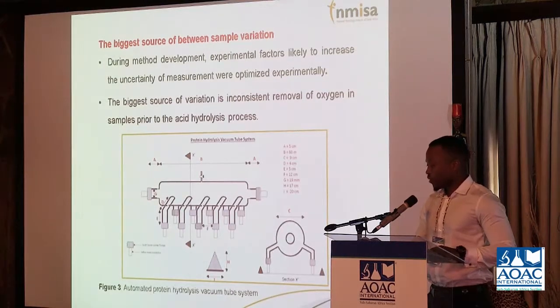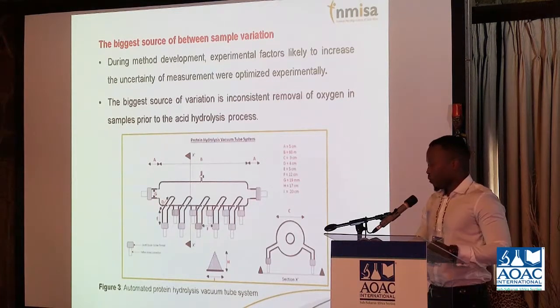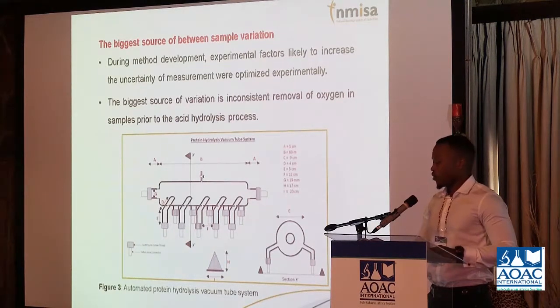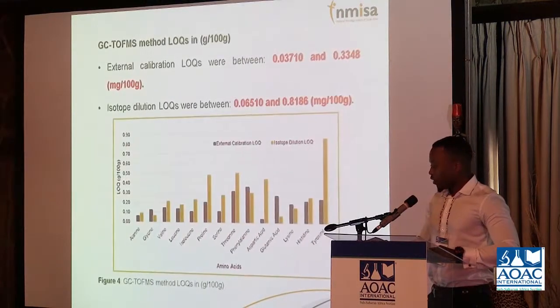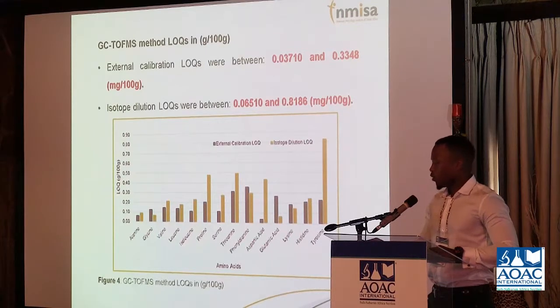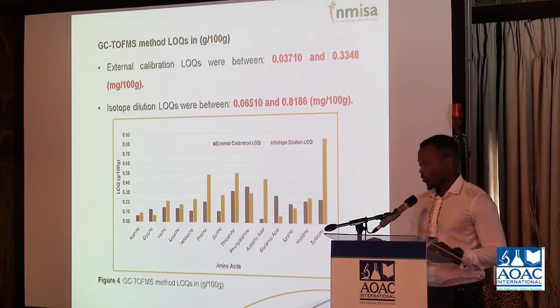So we recently designed this tube that we think would be good for automated hydrolysis, or vacuuming of the oxygen out of the hydrolysis tubes. The LOQs that we got were well within what the AOAC has specified, except for some such as tyrosine, threonine, proline and aspartic acid when you are using an isotope dilution method.